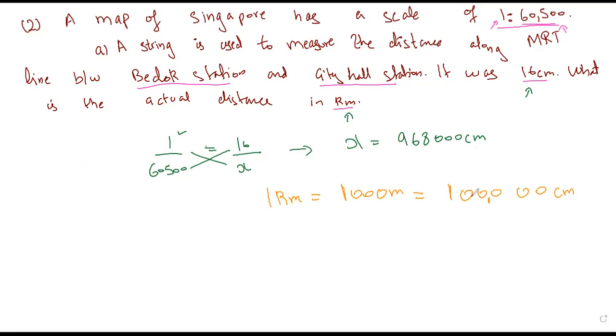Yes. Okay. And now if I have 968,000 centimeters and I'm interested in finding out it in kilometers, I have to divide this value by 1 and 5 zeros. So I will get 9.68 kilometers as my answer. Do you agree? Yes. Okay, perfect. Now let's talk about the second part of this question.